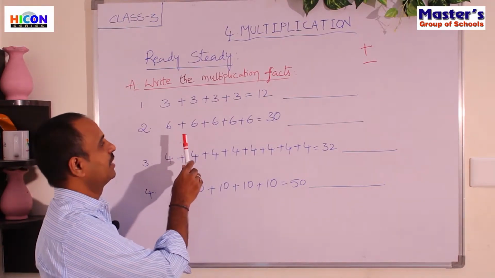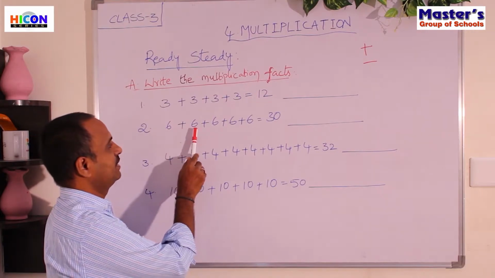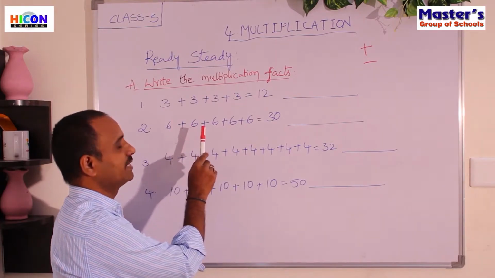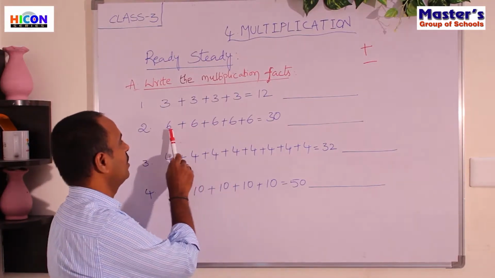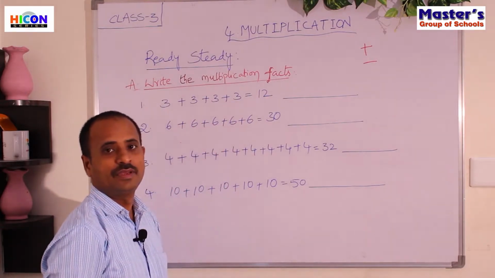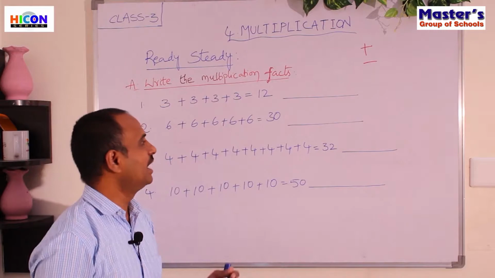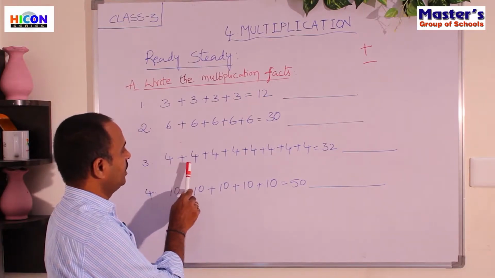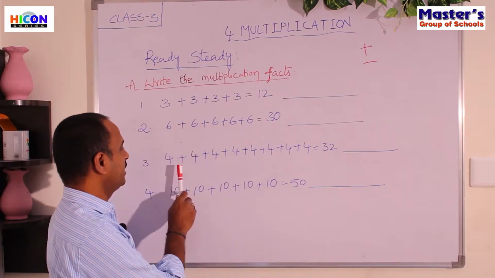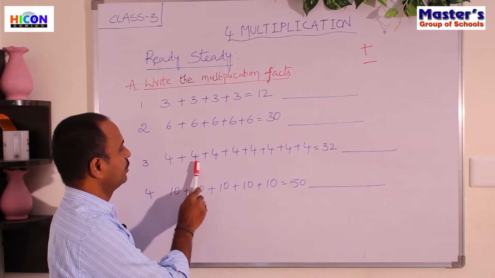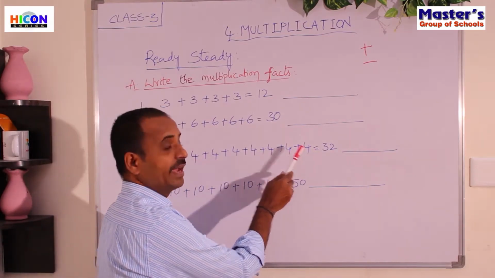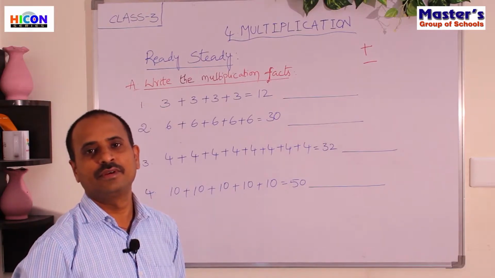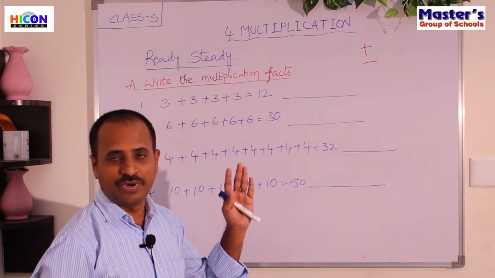See the second problem. Here also, 6 plus 6 plus 6 plus 6 plus 6. Here the same number 6 is repeated 5 times. 1, 2, 3, 4, 5. So the number 6 is repeated 5 times and it is added 5 times. And again, see the third problem. Here the number 4 is repeated so many times. How many times is the number 4 repeated? 1, 2, 3, 4, 5, 6, 7, 8. The number 4 is repeated 8 times and it is added 8 times. So this repeated addition is called multiplication.